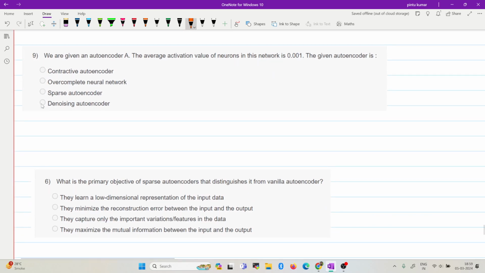Okay. Let's look at this question. We are given an autoencoder A. The average activation value of neurons in this network is 0.001. So this is a rho that is given to you. What kind of autoencoder is it? We just now did this. It is a sparse autoencoder because we don't want neurons to fire always.